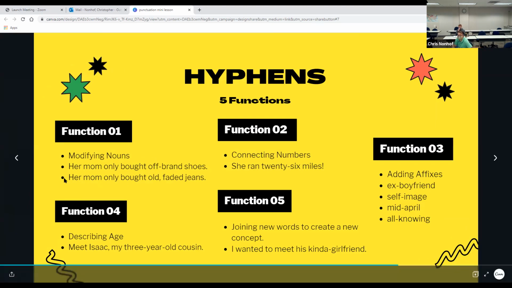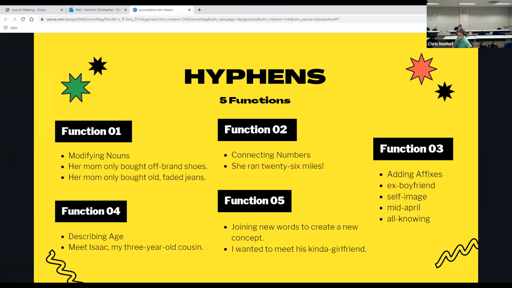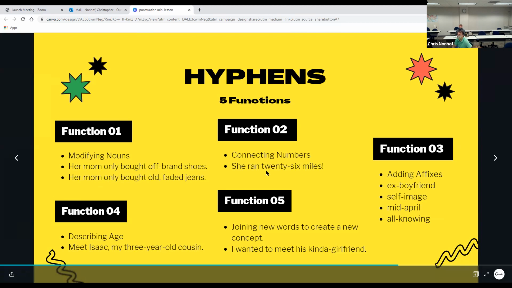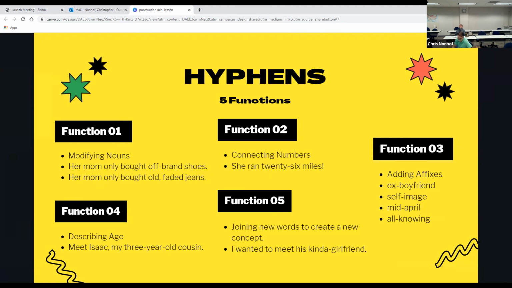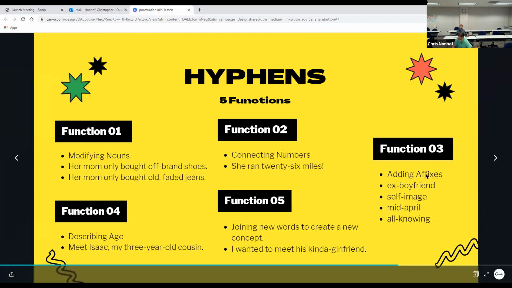But an example where you can switch them around: her mom only bought old faded jeans. You could say faded old jeans. That's why we don't use a hyphen in between that one. So number 2 is connecting numbers. This one's pretty obvious. She ran 26 miles. So 26 are connected by a hyphen.